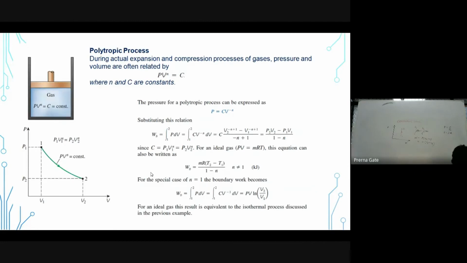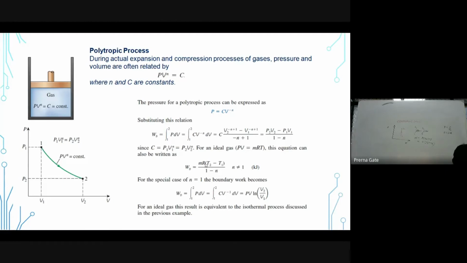So the final result is the work done will be mR(T2 - T1)/(1 - n), where n should not be equal to 1. Obviously the polytropic index is not equal to 1. For the special case when n is equal to 1, the boundary work becomes similar to an isothermal process. So this is the representation on a PV curve. You can note it down.